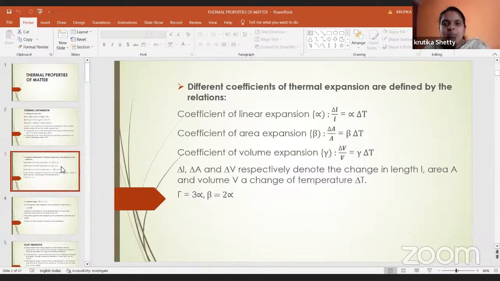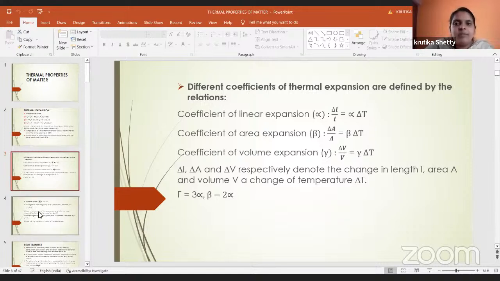Okay? So here you can see the coefficient of linear expansion is denoted by the letter alpha. It is given by delta L by L is equal to alpha delta T, where delta T is the temperature difference and delta L is the change in length. Same way for the coefficient of aerial expansion and the coefficient of volume expansion. Here we have the relation between alpha, beta, gamma. Alpha, beta, gamma are related in the ratio of 1:2:3.